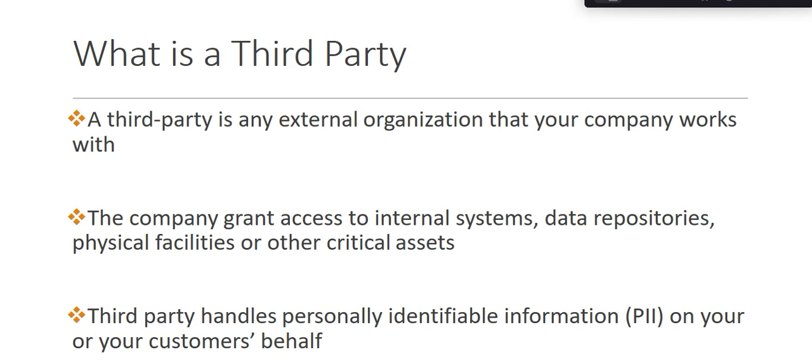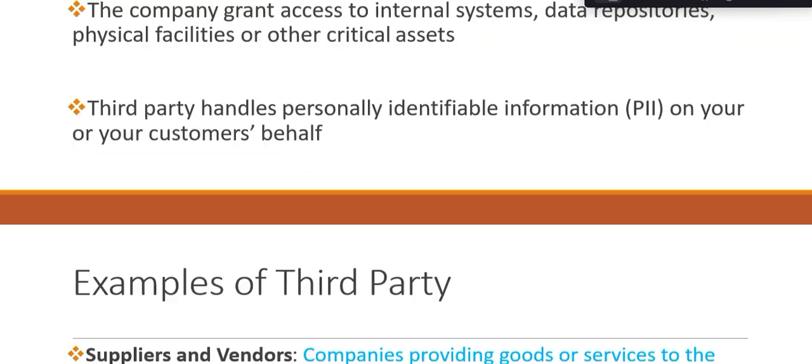What is a third party? A third party is any external organization that our company works with who have access to critical assets, data, physical facilities, and they handle information on our behalf for our customers. So remember, a third party is an external organization with access to critical assets of our organization.